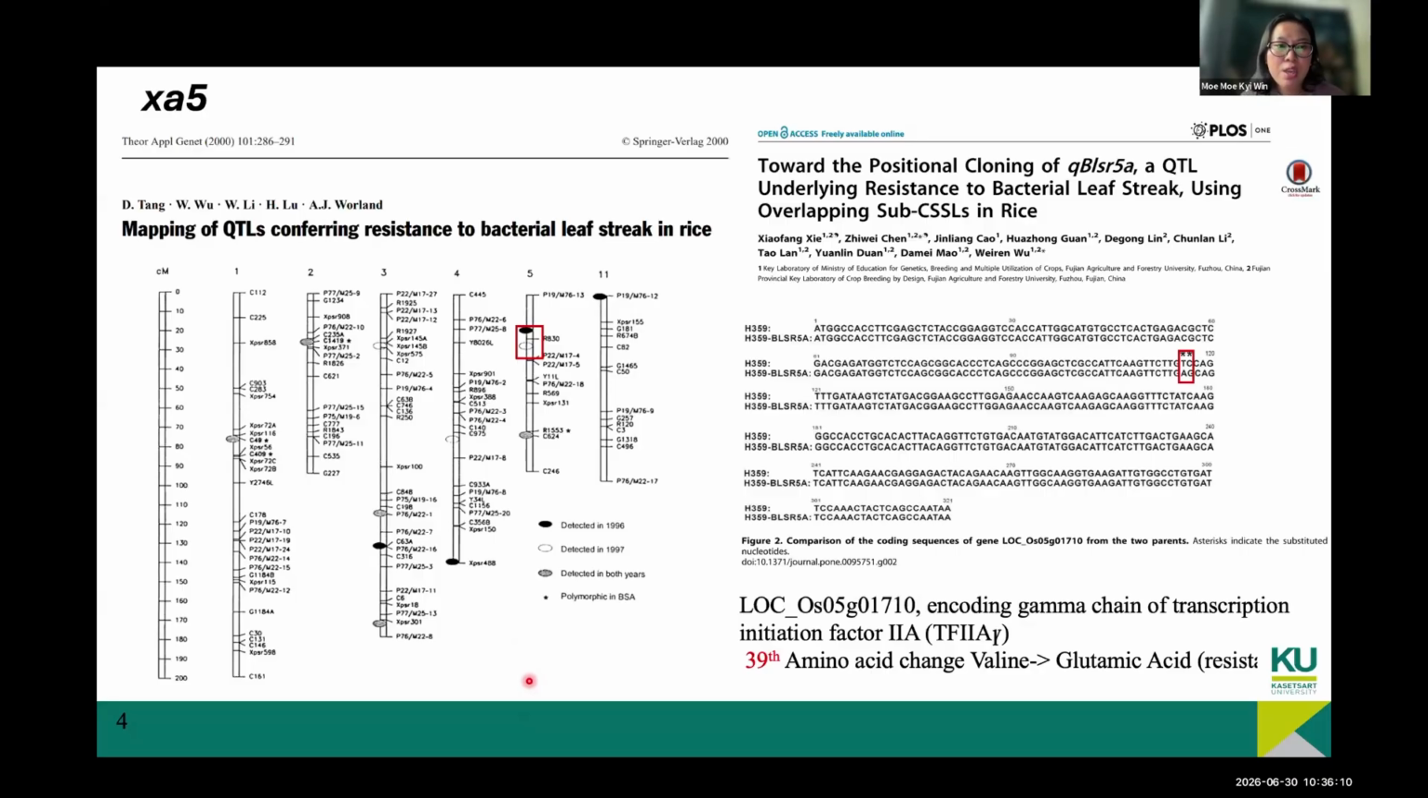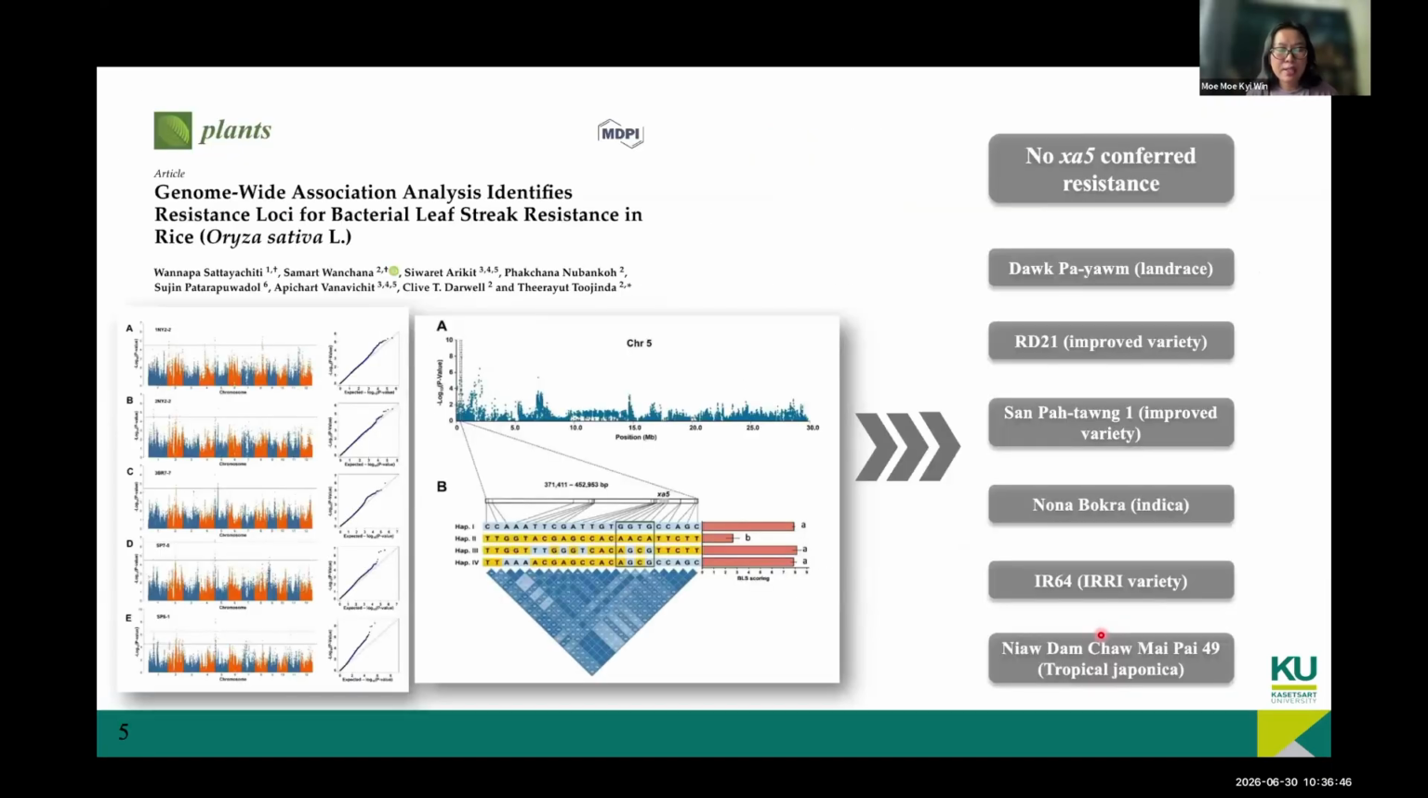information about xo5. xo5 was found as a QTL on chromosome 5, but later, narrowing of the QTL region by using chromosome substitution lines showed that there are two nucleotide changes in the resistant lines, and that gives resistance to XOC infection. That gene encodes the gamma subunit of transcription initiation factor IIA, which is exactly the same gene that gives resistance to BLB as well.